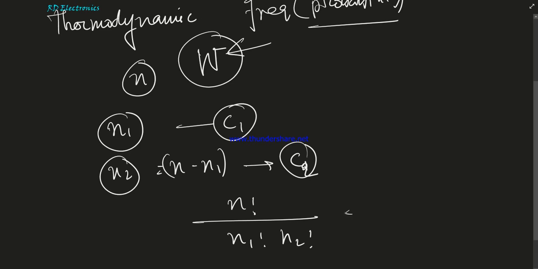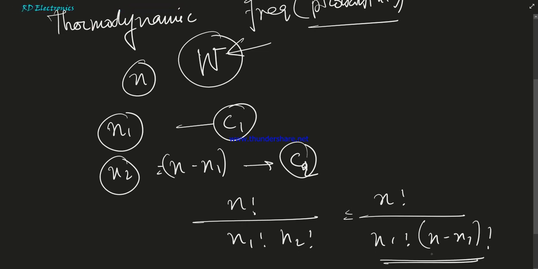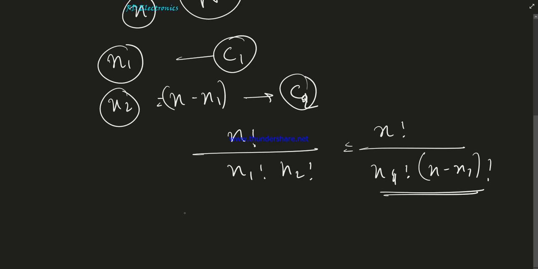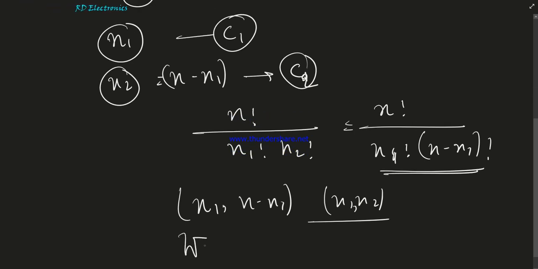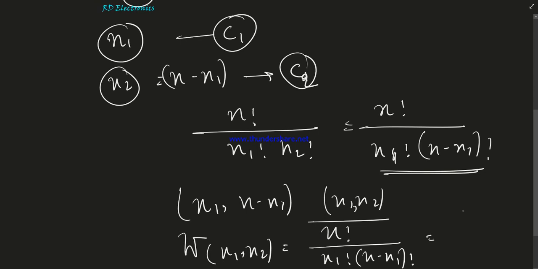So now we write this equation again: n factorial divided by n1 factorial into n minus n1 factorial. Therefore the number of microstates in the macrostate n1 comma n minus n1, or n1 comma n2, is the thermodynamic frequency or probability. This is defined by W of n1 comma n2 equals n factorial divided by n1 factorial into n minus n1 factorial, which is also represented as n combination n2, and can also be expressed as n combination n1. So this is the concept of thermodynamic probability.